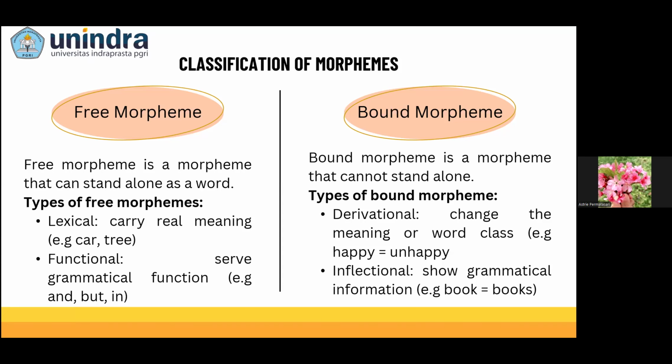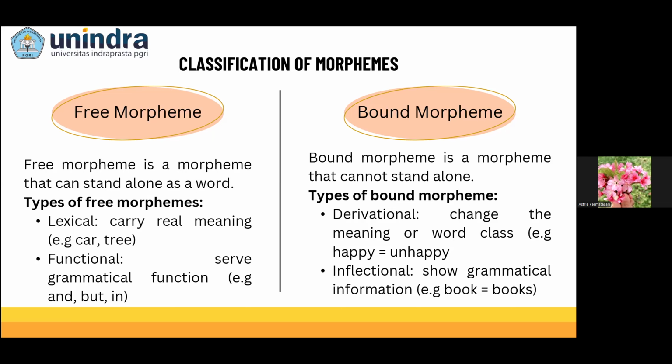The second, functional morphemes, serve a grammatical function. For example, and, but, in. And the next are the bound morphemes. Bound morphemes are morphemes that cannot stand alone. Bound morphemes need to attach to another morpheme.